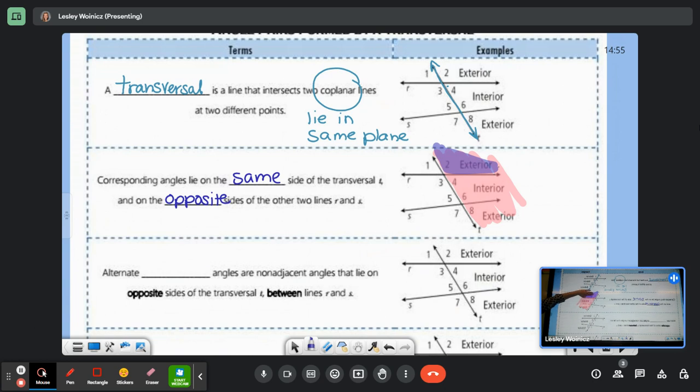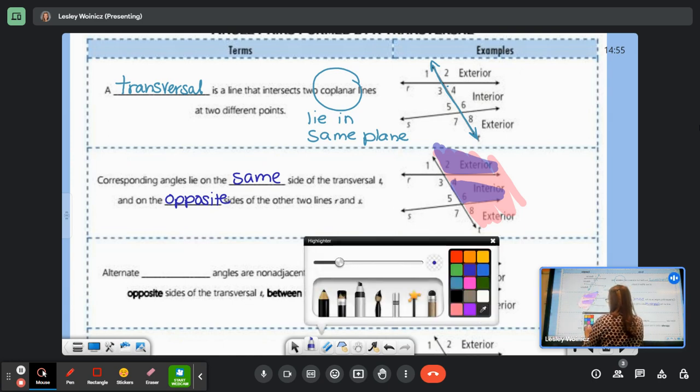So instead, I'm going to look at this other line, and I want the one that's in kind of the same spot, but on the interior. You see that? One's exterior and one's interior, but they're on the same side of the transversal. Okay with everybody? Okay, so besides angle 2 and angle 6, can you name some other pairs of corresponding angles?